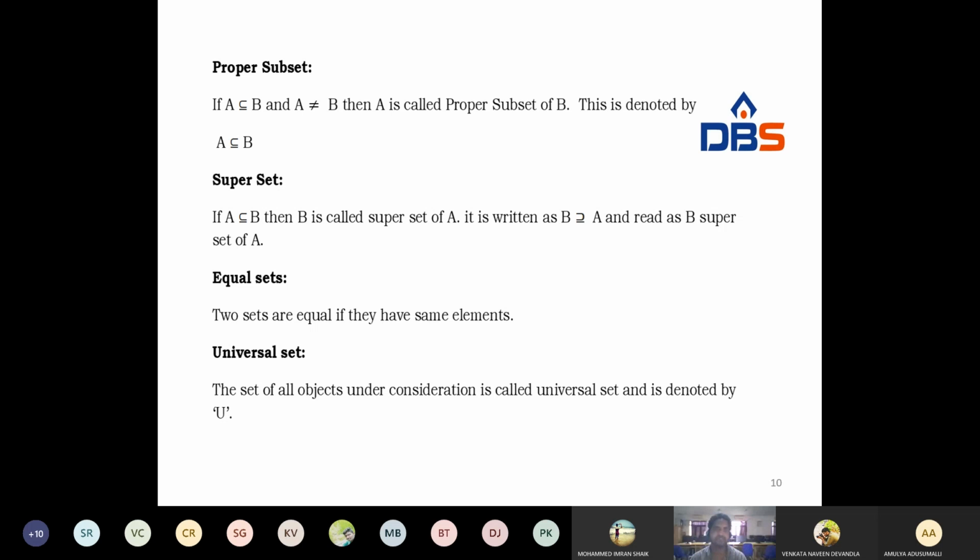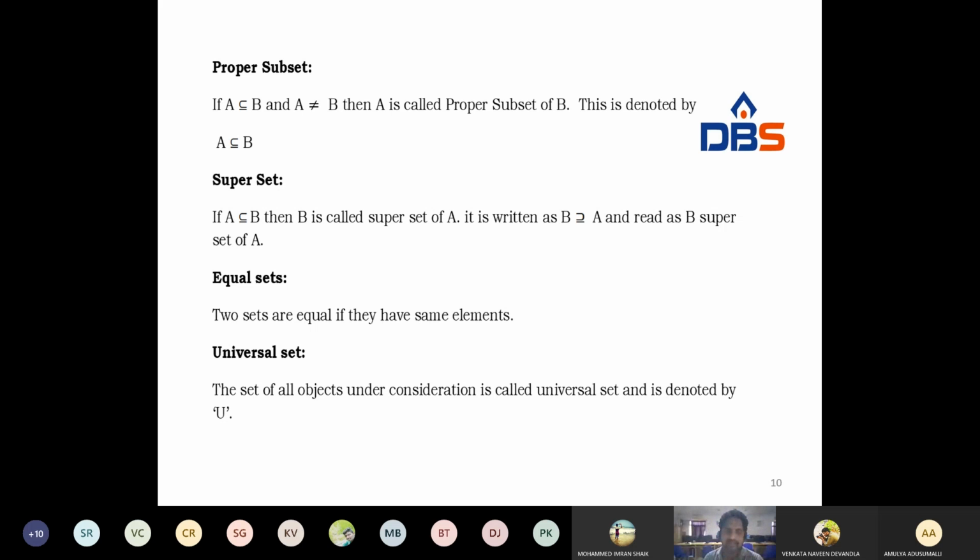Then superset. If A subset or equal to B, then B is called a superset of A. Okay, so A subset or equal to B, then B is called a superset of A. If it is written as B superset of A, then it is read as B is a superset of A. We can also write it like this: B is a superset of A. This is the symbol, the reverse of the subset symbol. B superset of A. Okay?